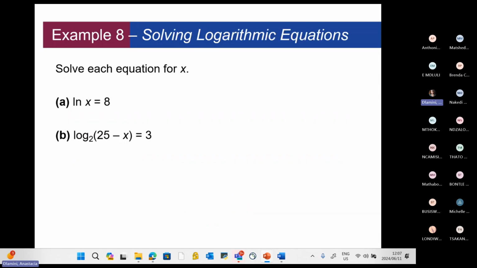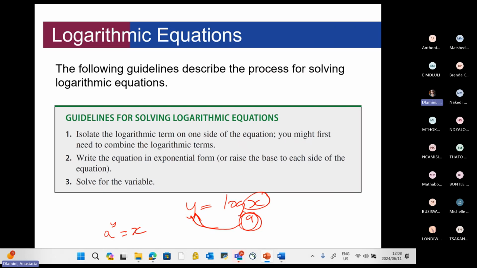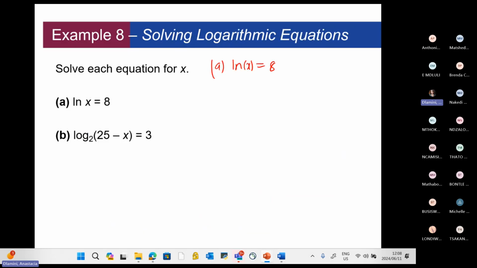So now let's come in. Now they say solve each equation for x. Now look at a. They say we isolate. Those are isolated already. So this is equal to what? This is equal to a, right? Now, number 2. Write the equation in exponential form. Can someone help me to write this equation in exponential form?